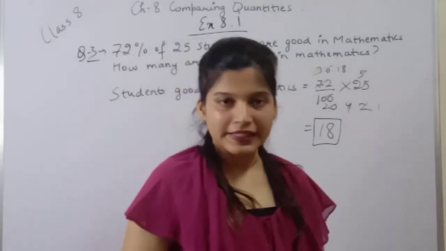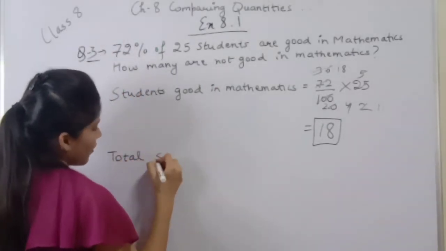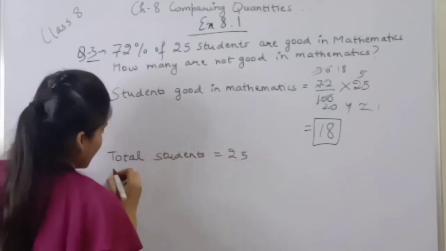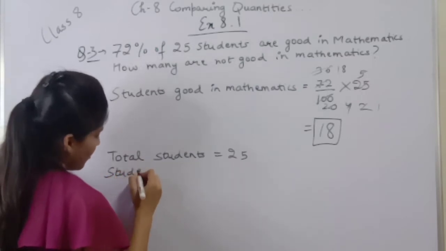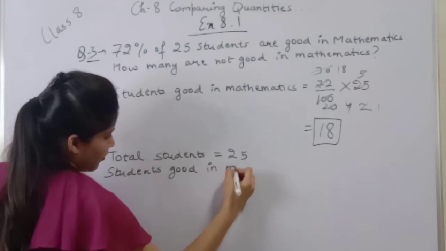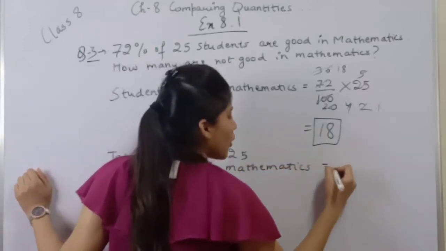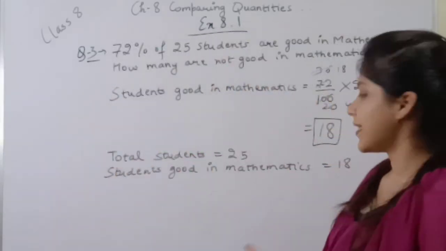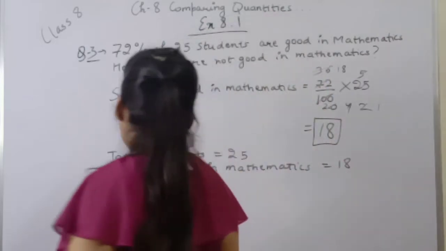इन मैथमेटिक्स. अब टोटल स्टूडेंट्स कितने हैं, टोटल स्टूडेंट्स आर 25. Students good in mathematics are 18. So not good, obviously we can calculate 25 minus 18 करेंगे, so we will get the number of students that are not good in mathematics.